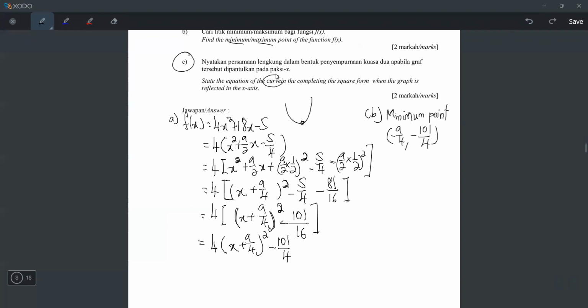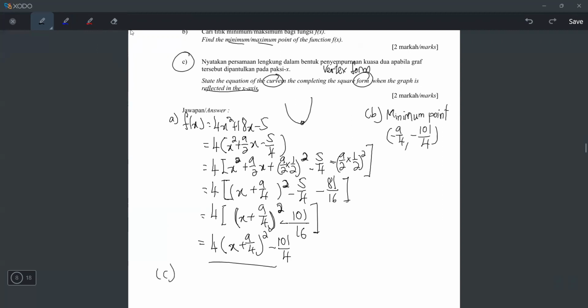State the equation of curve. But they say what? In the completing square form. Oh, so in this form. But then means in vertex form lah. In vertex form lah. Okay, completing the square form means vertex form. When the graph is reflected in the x-axis. Whoa. Reflected in the x-axis. Okay, so the C answer I will write here.